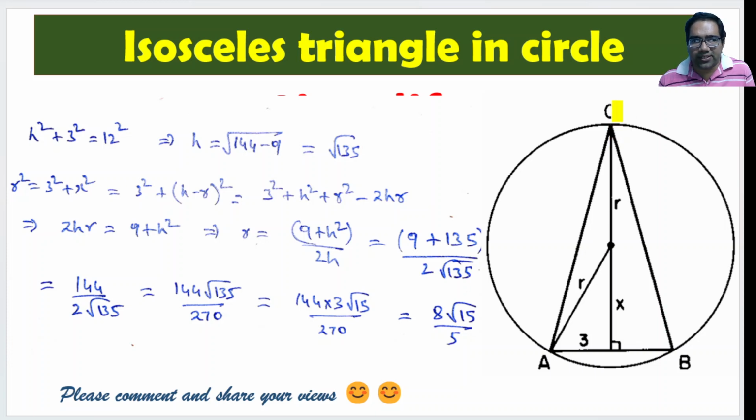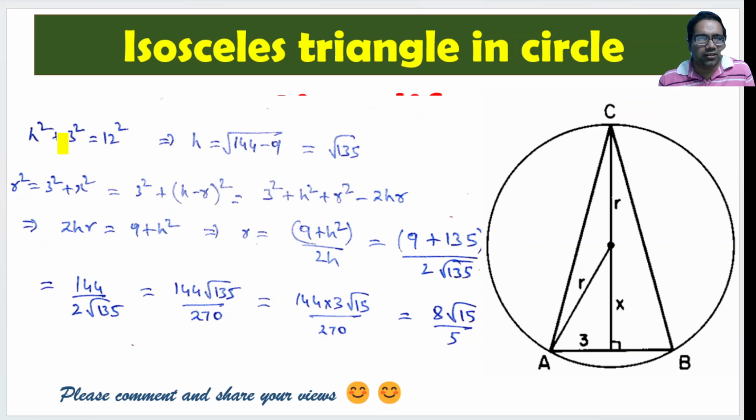From this point C, we can draw a perpendicular which will go through the origin of the circle. Now you can see the symmetry. From this point to C or to A, the radius is R. Because the diagram is symmetric, the base is 6, so the left half will be 3, and the right half will also be 3. So h square plus 3 square is 12 square.